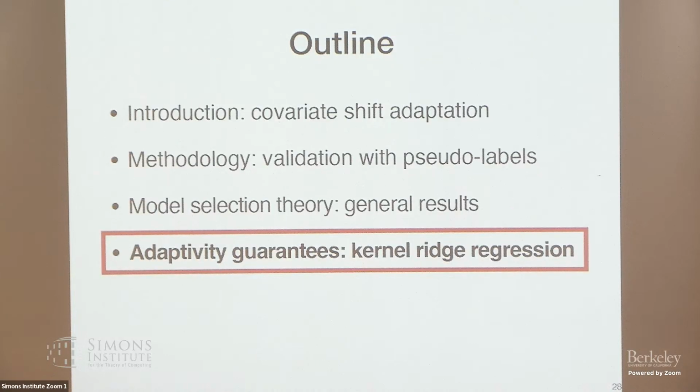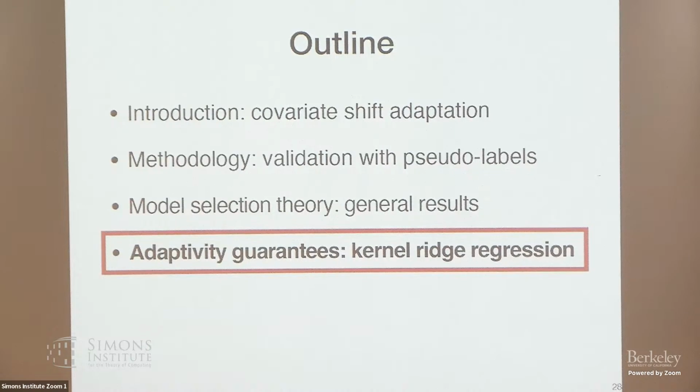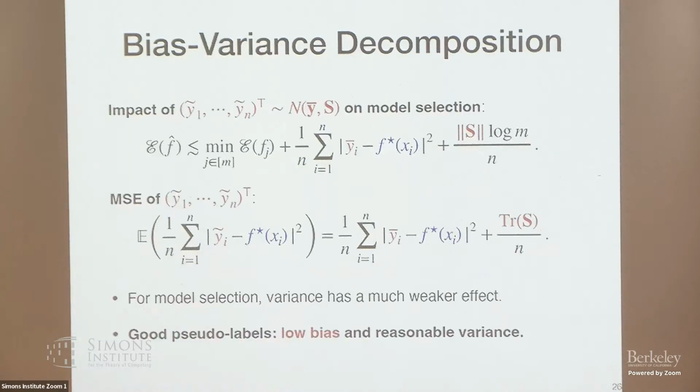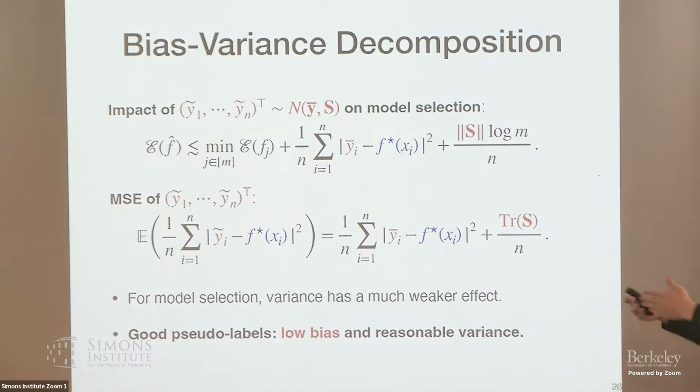So finally, let's delve into kernel ridge regression and derive the adaptivity guarantee. Here you have the operator norm, log m over n. Is there a variance term from the? Yes, you should treat this as a variance term. What is s? s is the covariance of the noise. Yes, you have n pseudo-labels, and the noise here comes from the randomness of your imputation model, because it's pre-trained from another distribution.